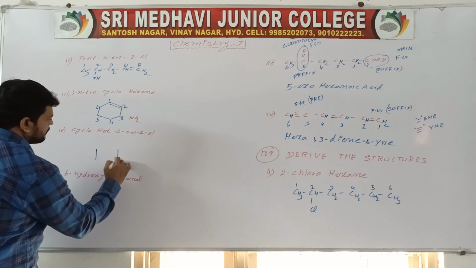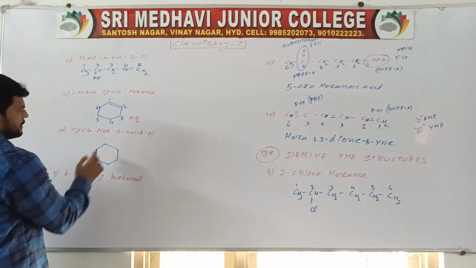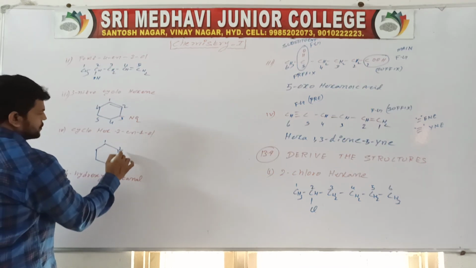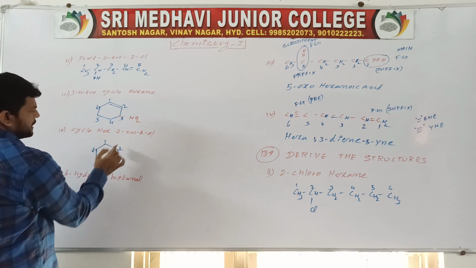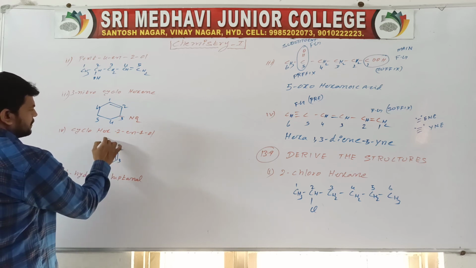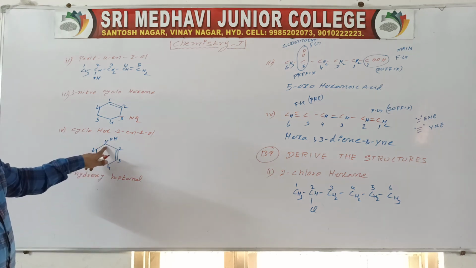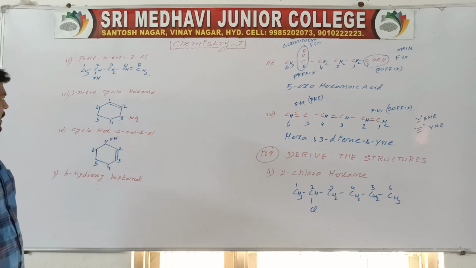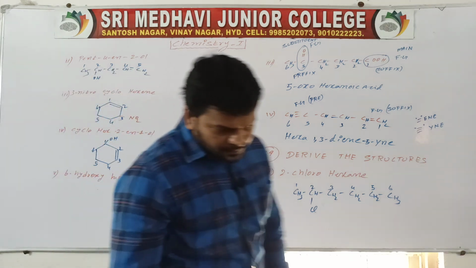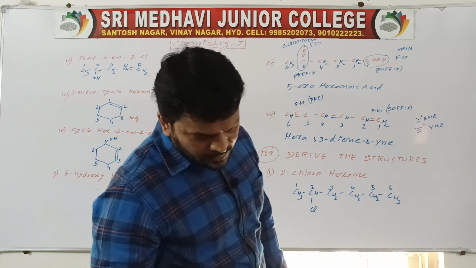Cyclo, same 6 carbons. Cyclohex 1 2 3 4 5 6. Cyclohex-2-ene 1-ol, like this. The functional group containing carbon must get the least number, 1. 2-ene 1-ol, like this. Okay, then cyclohex-2-en-1-ol, like this we may write.